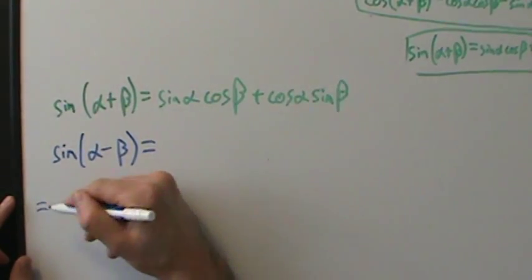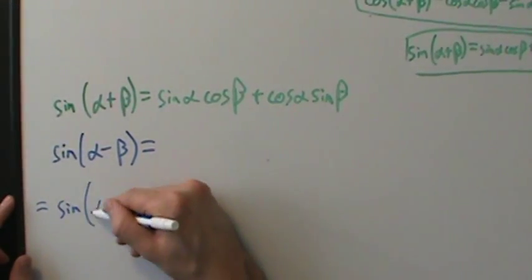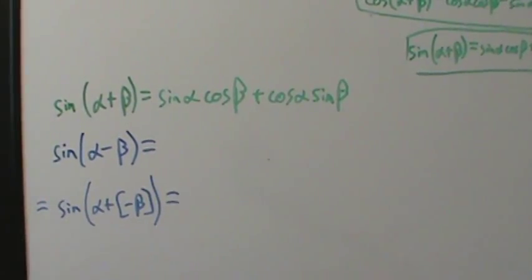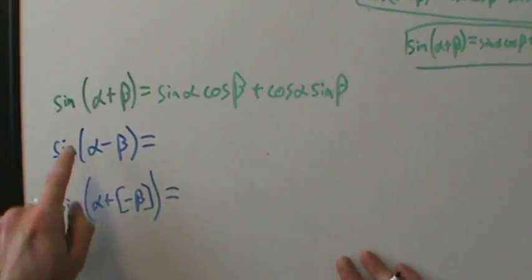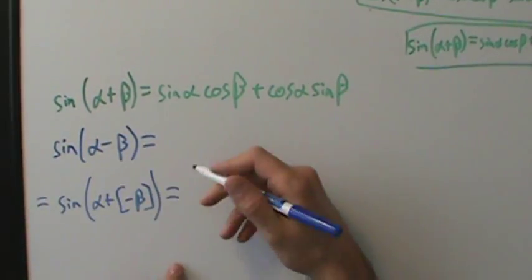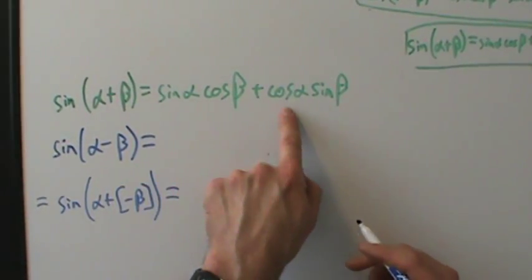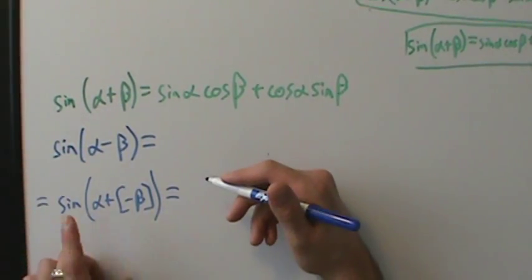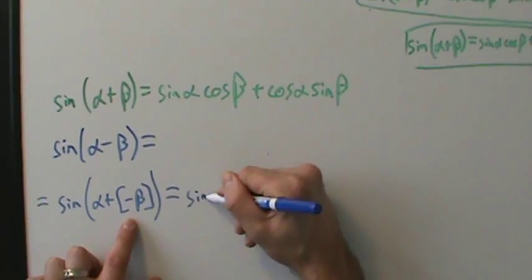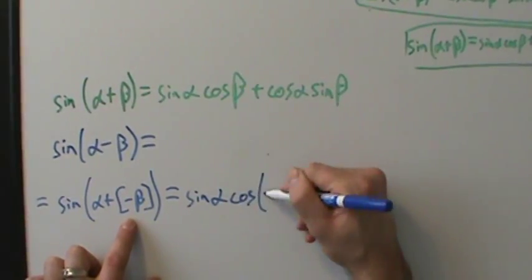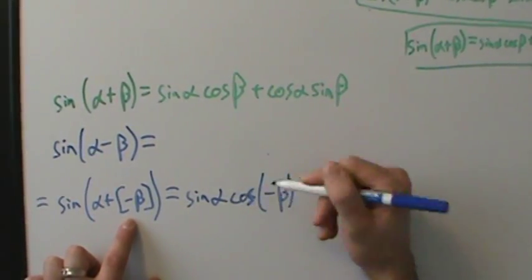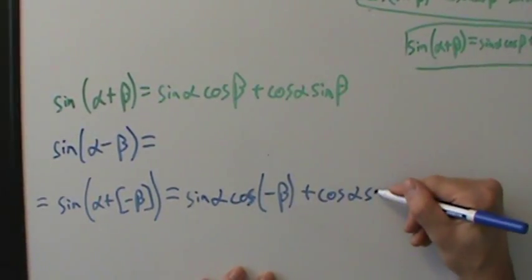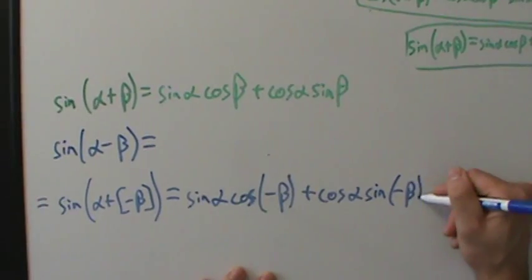Remember, sine of alpha minus beta is the same thing as sine of alpha plus negative beta. So we know what the formula is for that. Sine of alpha plus beta is sine alpha cosine beta plus cosine alpha sine of beta. So if we replace beta with a negative beta, then alpha plus negative beta is going to be sine of alpha cosine of negative beta plus cosine of alpha sine of negative beta.